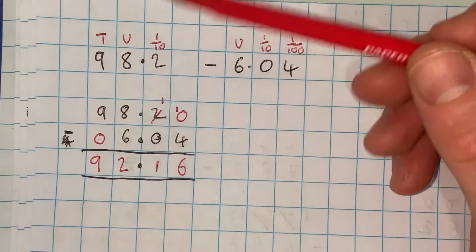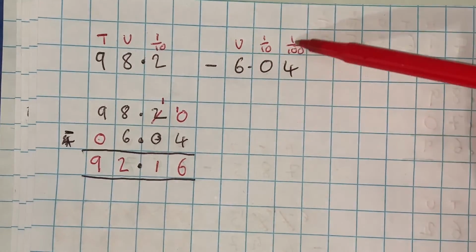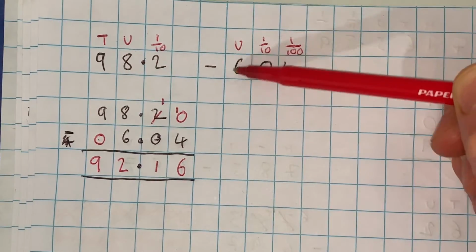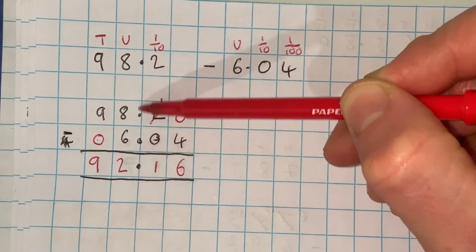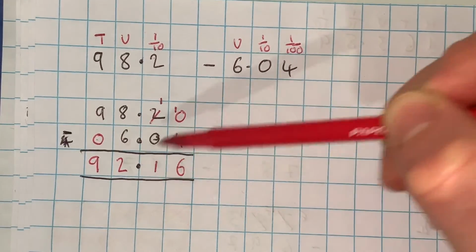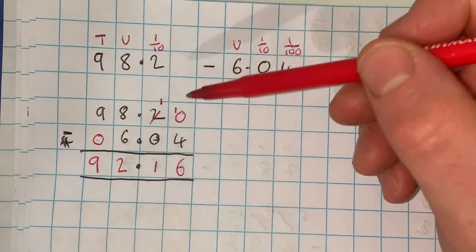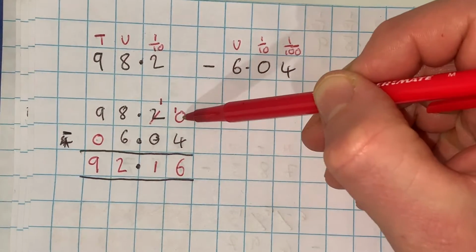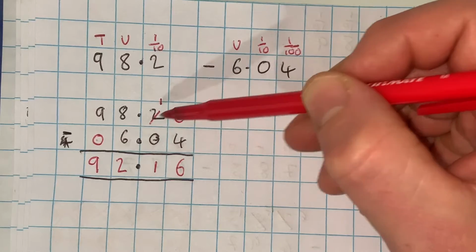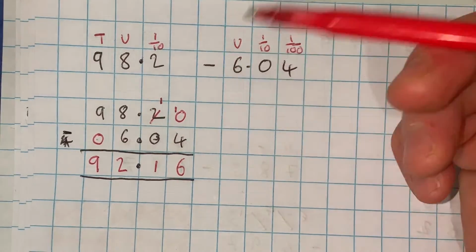92.16. So if we recap, make sure you're confident with your place value. So I've lined up my units and my units, or just remember you have to line up that decimal point, fill in any missing spaces with zeros, and then remember if the number on the top is smaller than the number on the bottom, you're going to have to borrow from the next column over.